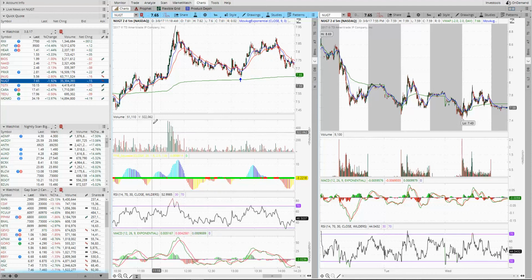I didn't short it. I wanted to, but I had work to do, so I couldn't. But I could have made another killing just shorting this all the way back down.